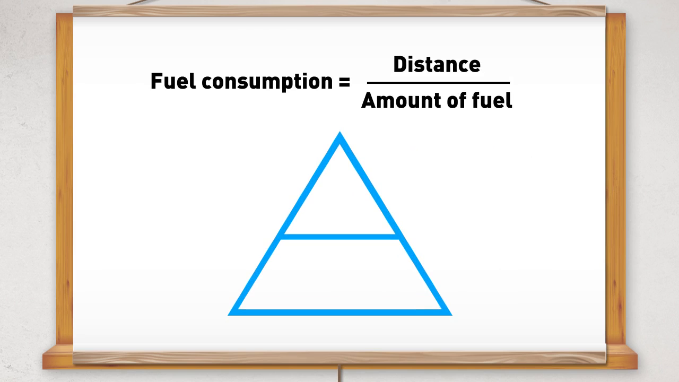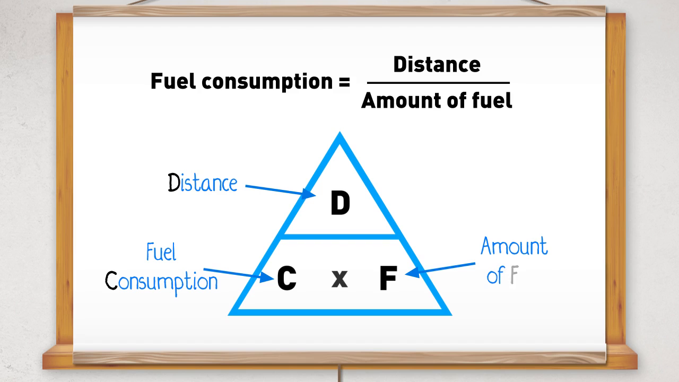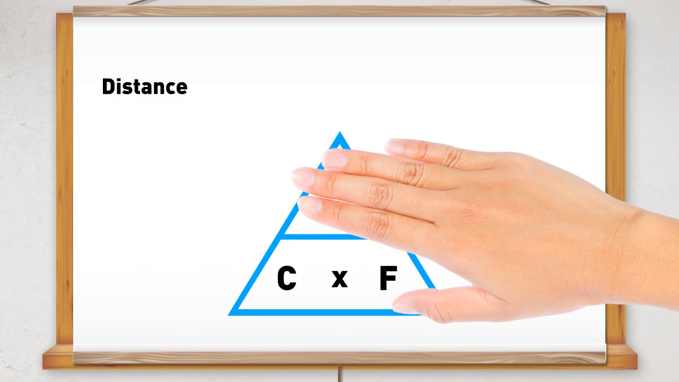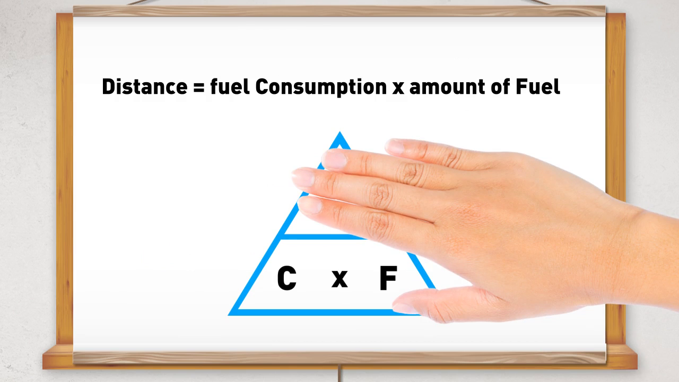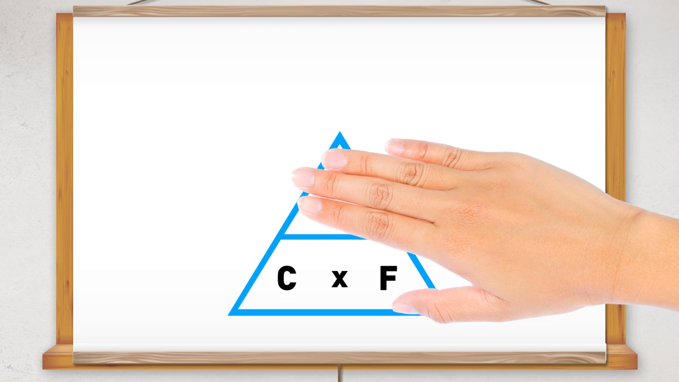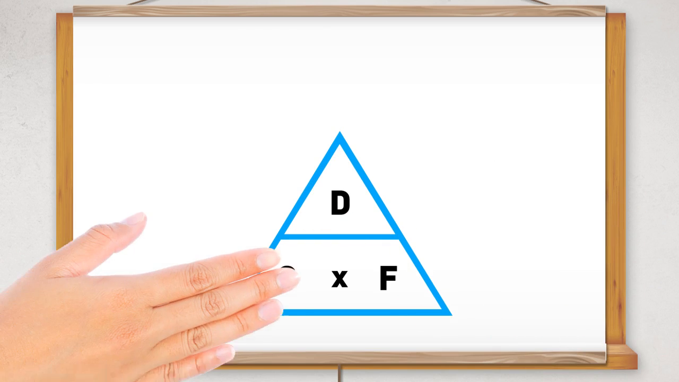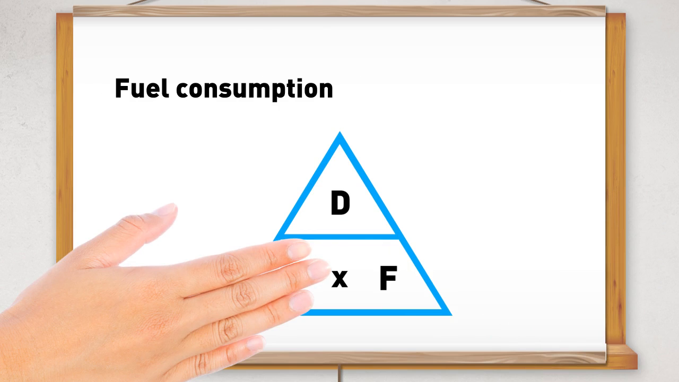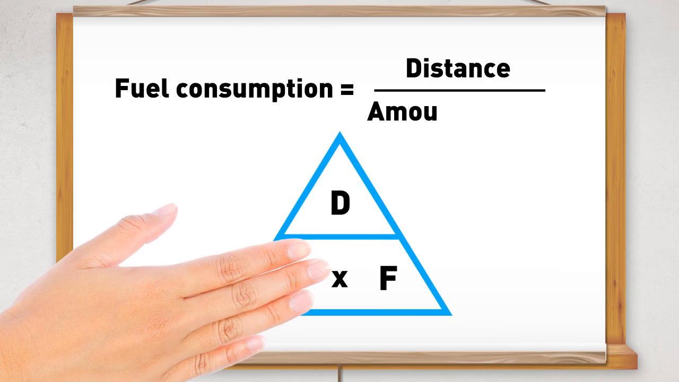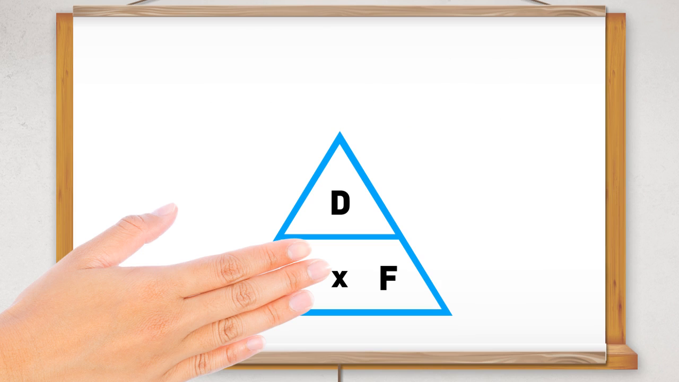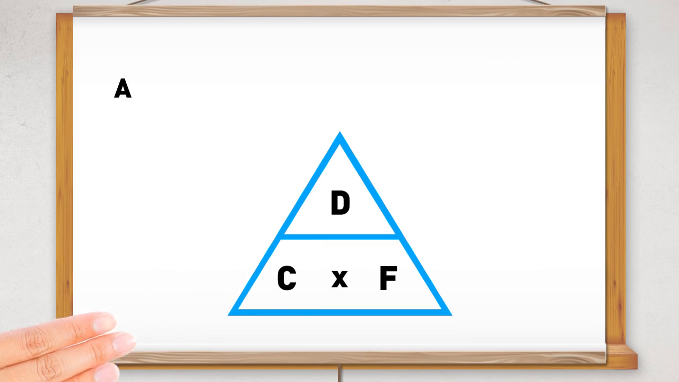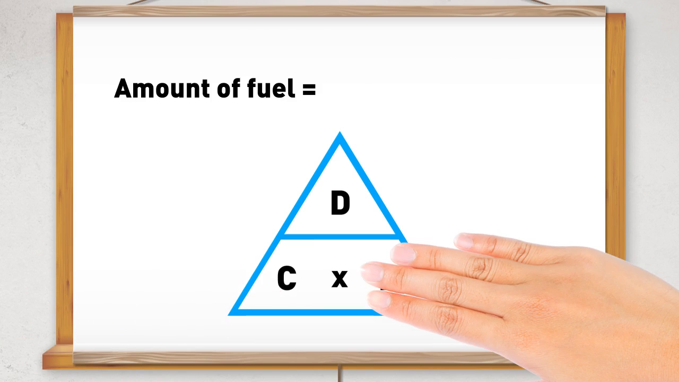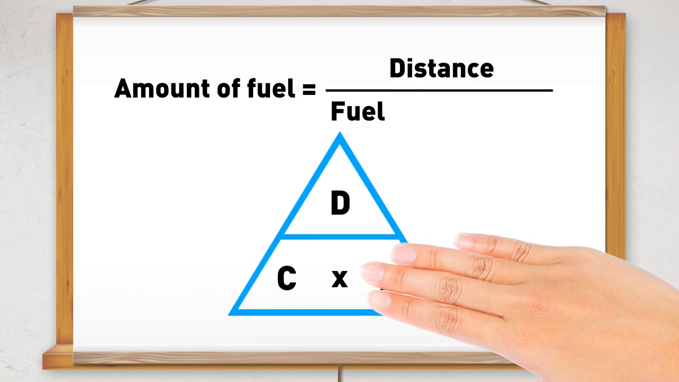We can use a formula triangle to help us calculate the fuel consumption, distance or amount of fuel. If we want to calculate the distance, we cover up the d, which gives us the calculation fuel consumption multiplied by the amount of fuel. If we want to calculate the fuel consumption, we cover up the c, which gives us the calculation distance divided by amount of fuel. If we want to calculate the amount of fuel, we cover up the f, which gives us a calculation of distance divided by fuel consumption.